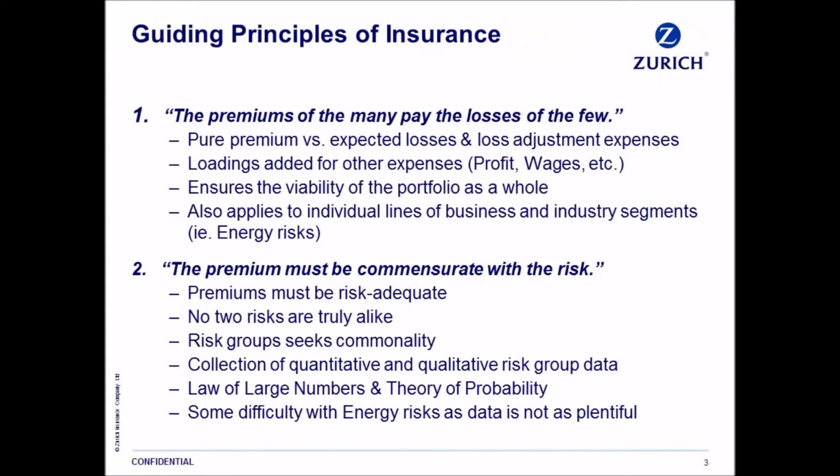So in the insurance industry, there's really 2 guiding principles at the center of everything we do. The first is the premium of the many pay the losses of the few. So put simply, we need written premiums that will cover expected losses and the loss costs associated with those losses. That's really to help maintain the health of the portfolio in the long term. So we'll add loadings for things such as profit and wages and return on equity, but ultimately the pure premium, the part of the premium that's associated with loss and loss costs, needs to be adequate. And if it isn't, that's when your rates go up.